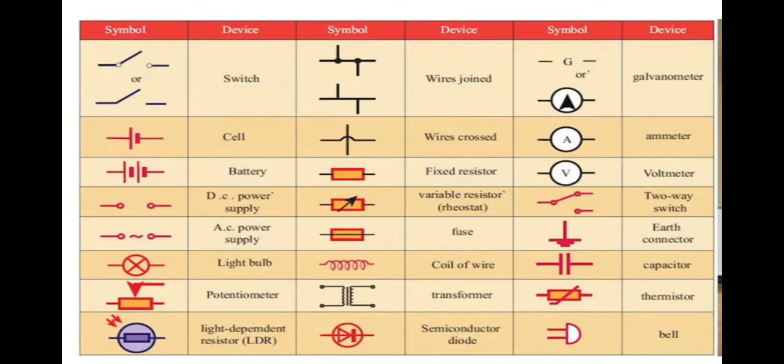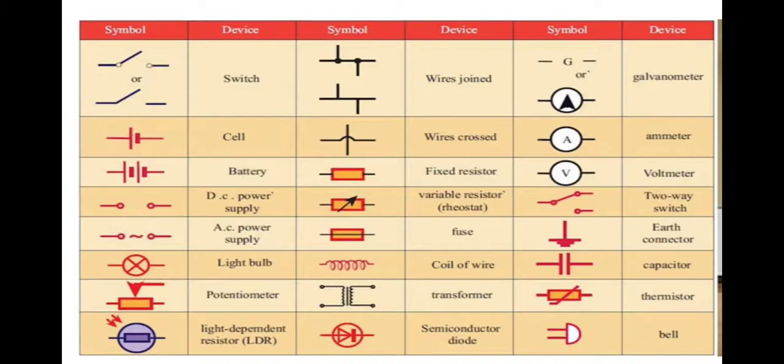The longer line represents the positive terminal. The shorter line represents the negative terminal. So, a cell is a device which converts chemical energy into electrical energy. Third one is the symbol for a battery. A battery is a combination of a cell or cells in series.